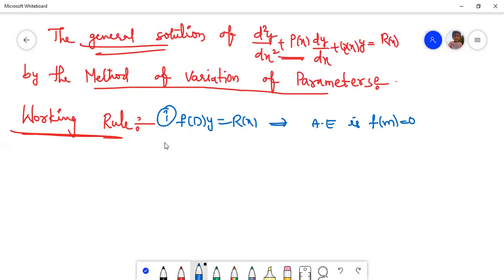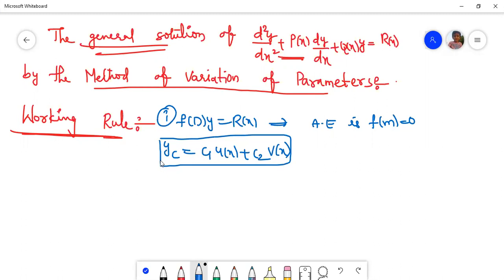In this, we are getting the complementary function yc equal to c1 u of x plus c2 v of x. That is, c1 times some function of x plus c2 times some function of x. But that function's c1 coefficient can be taken as u of x and the c2 coefficient is v of x. This is the first step, the complementary function. It is the part of the solution of the second degree differential equation.